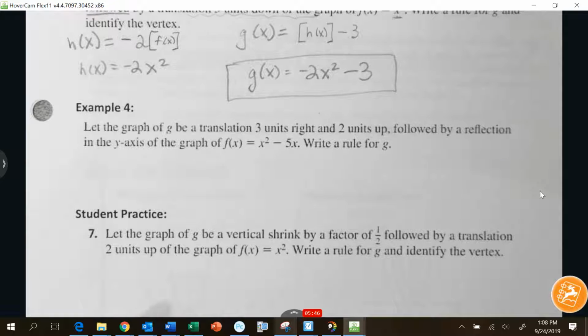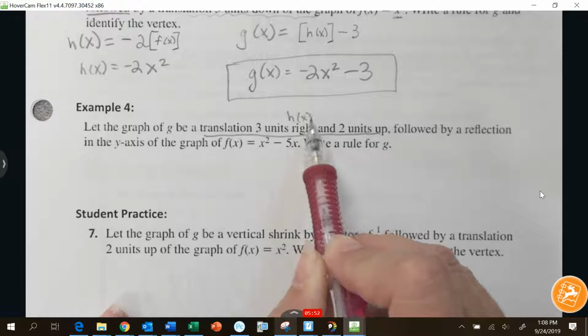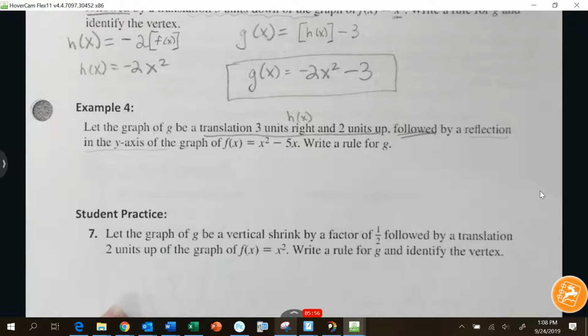Example 4, let the graph of g be a translation 3 units right and up. So that's halfway through. Followed by a reflection in the y-axis.